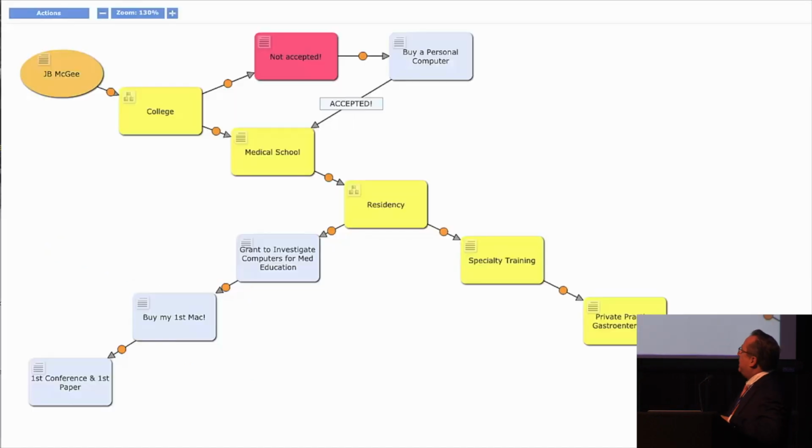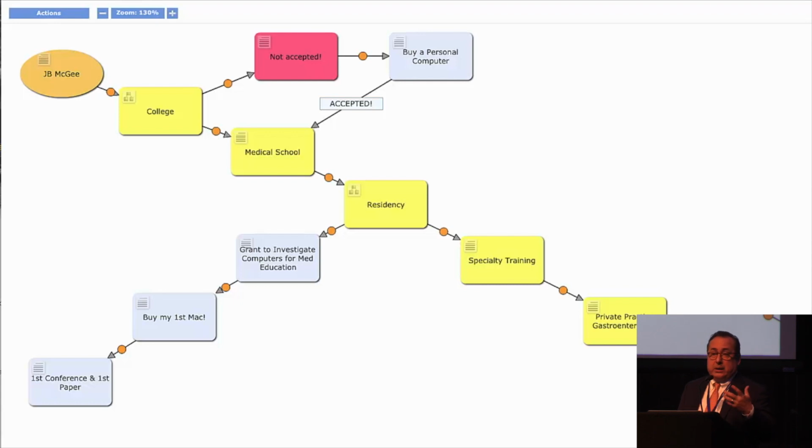But going back to the branching narrative that I'm constructing here, after getting into medical school, I got into a medical residency, and was identified as one of the few people that actually owned a personal computer at that time. This was the early 90s.